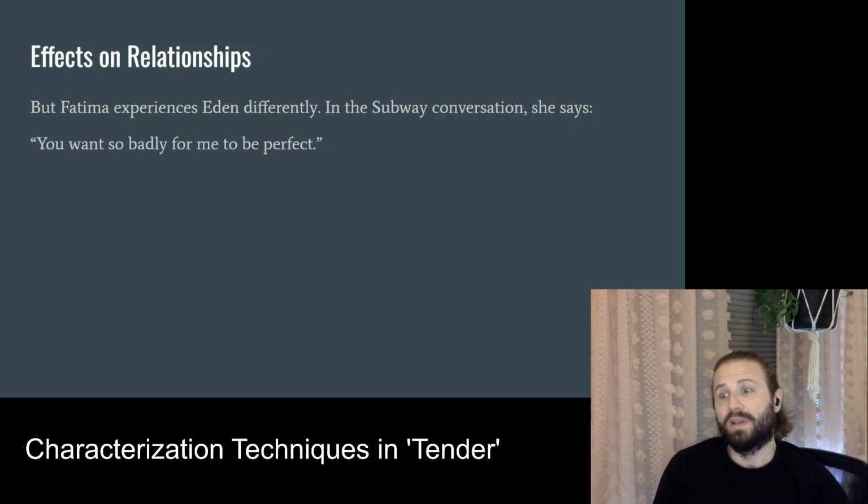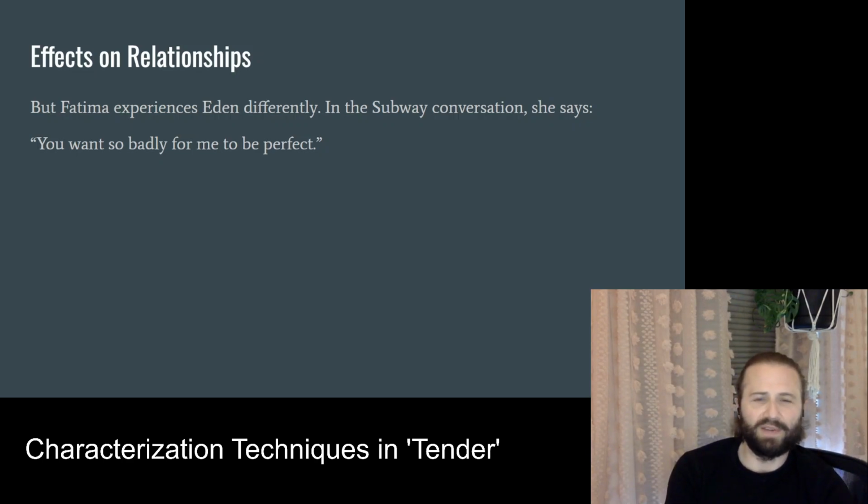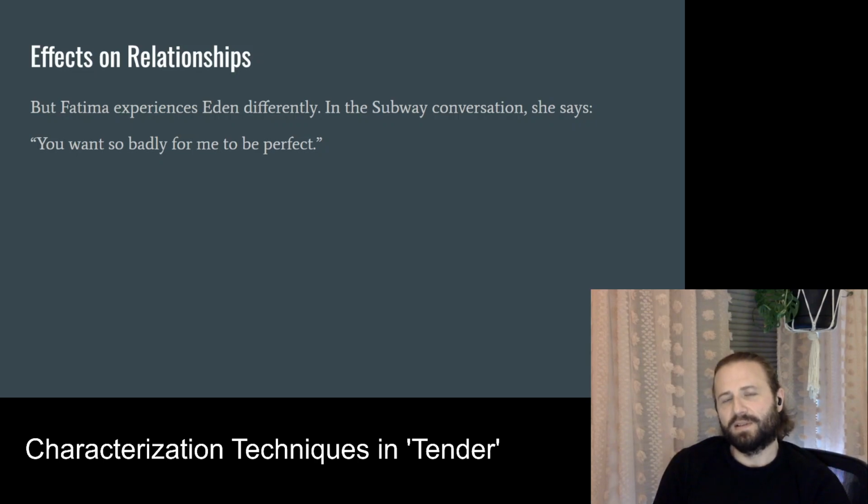And in this story, the relationships, specifically between Fatima and Eden, is essential to understanding the characters themselves. So for example, with Eden and Fatima, Eden is deeply affected by Fatima. She obsesses over her approval. Her mood depends on how Fatima treats her. But Fatima experiences Eden a little differently.